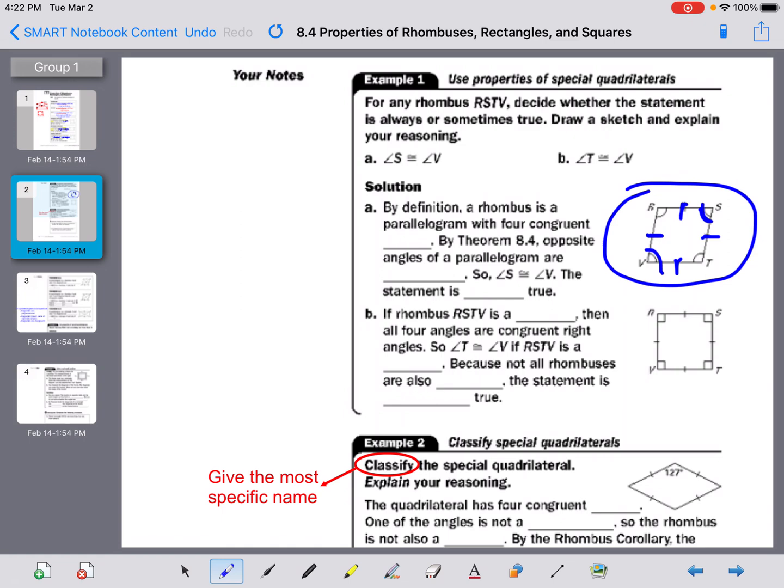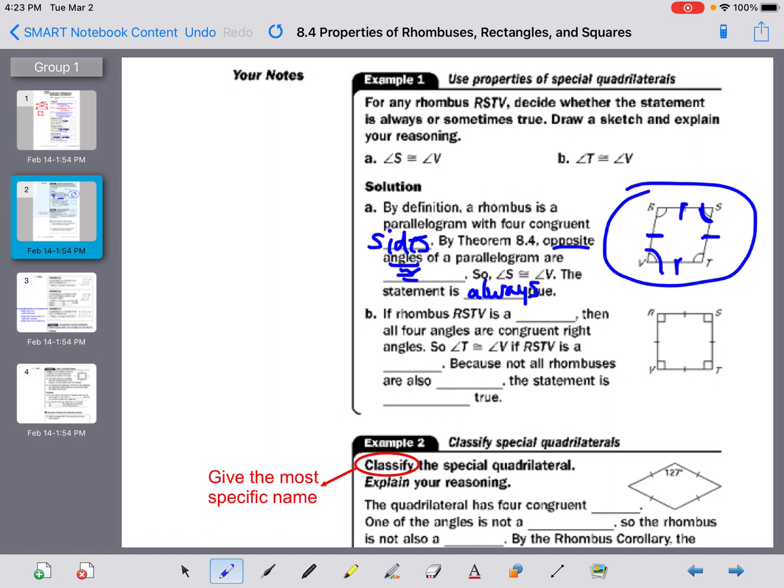Okay, so the question is, will S be congruent to V then? Yes, no, sometimes, maybe. Well, a rhombus is a parallelogram with 4 congruent sides, right? And if it's a parallelogram, we know that opposite angles are congruent, right? So won't S and V be congruent just because it's a parallelogram, right? So this is always going to be true, no matter what.